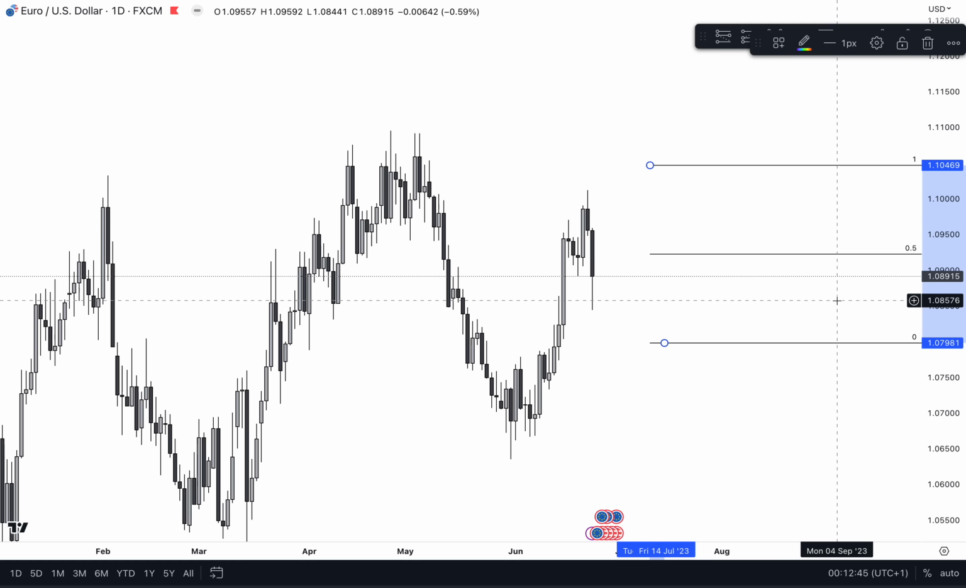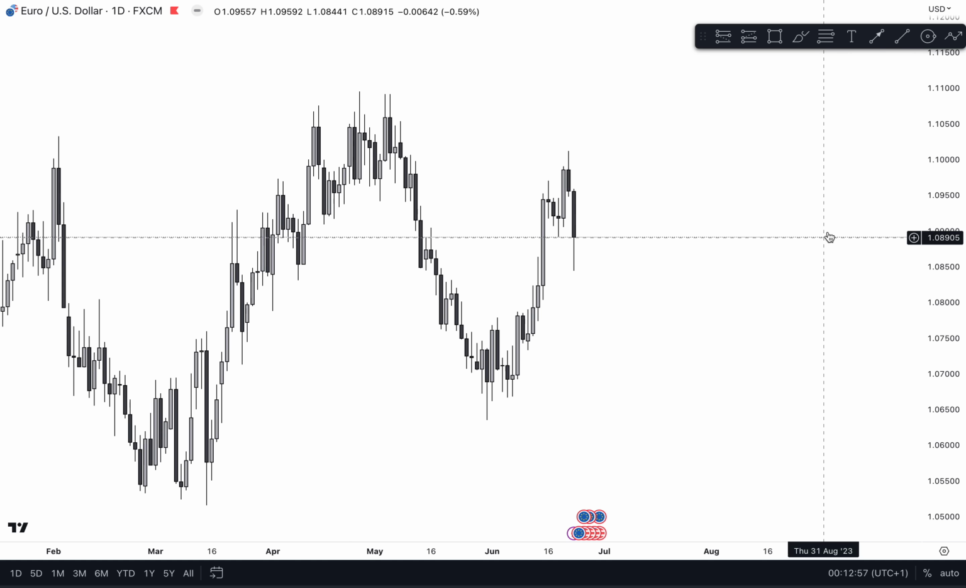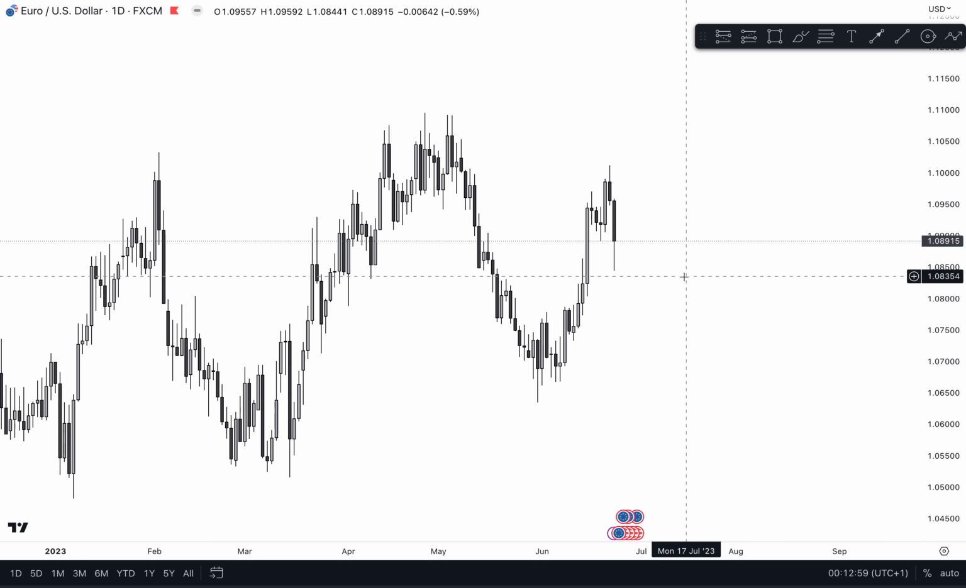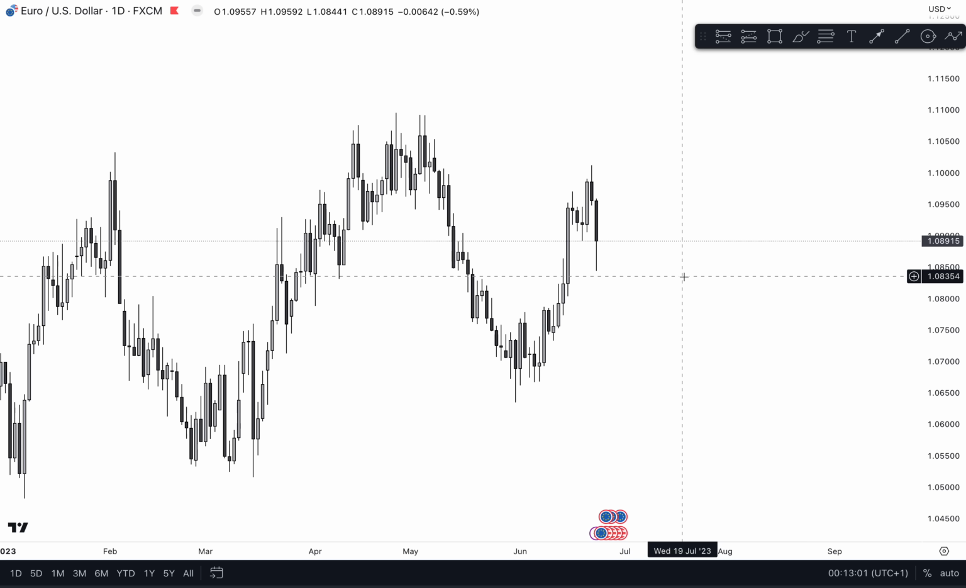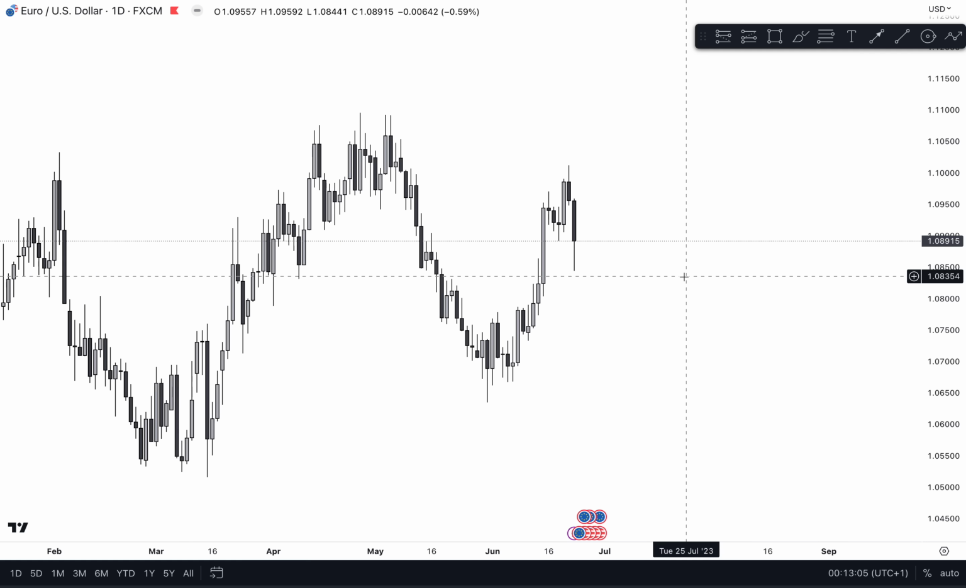So that is what I mean when I'm saying you do not ever want to sell in a discount, and you'd never want to buy in a premium, because you're not really making the most of that move. And the move that you're probably trying to target is low probability. So that's why it's important to get your zones right.